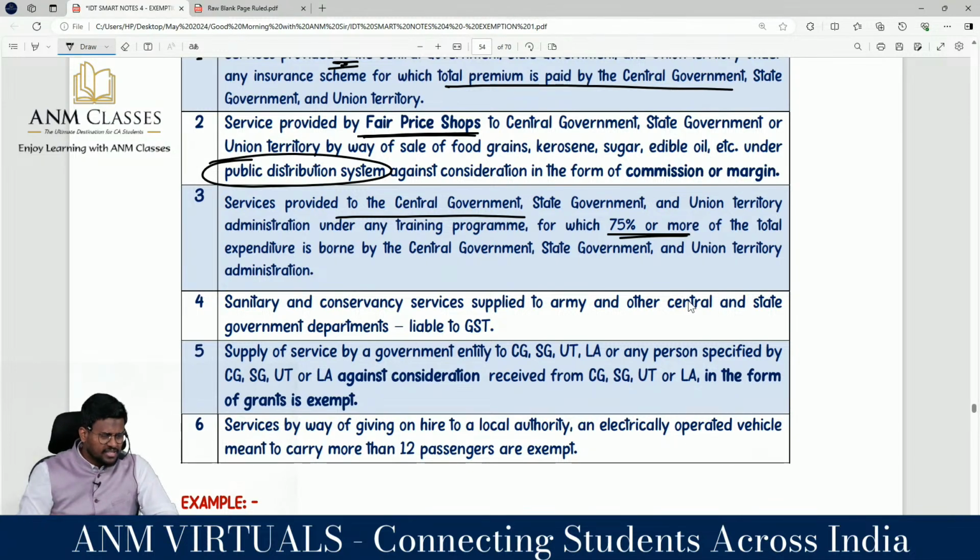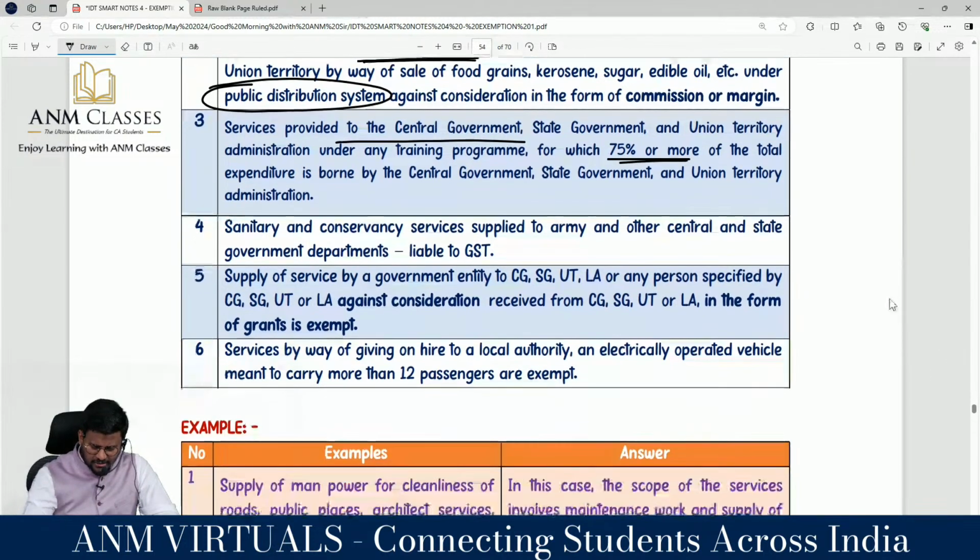Okay, sir, there is a training institute, they are providing training services. Sir, the recipient is the one giving the consideration, the person who is going to pay is the government or local authority. Assume that some programs may be sponsored by government, more than 75% of the expense sponsored by government, it means it is exempt from GST.